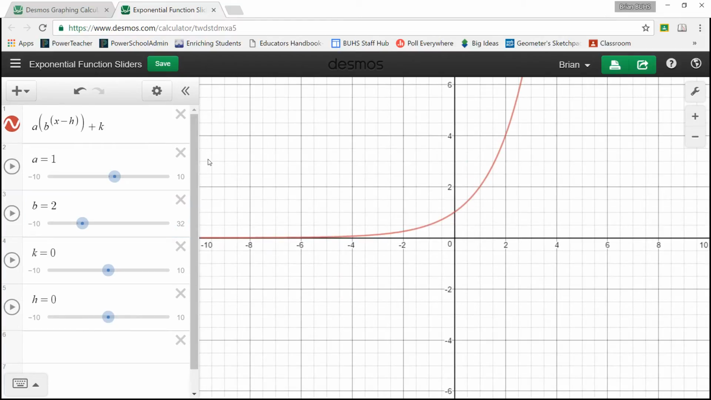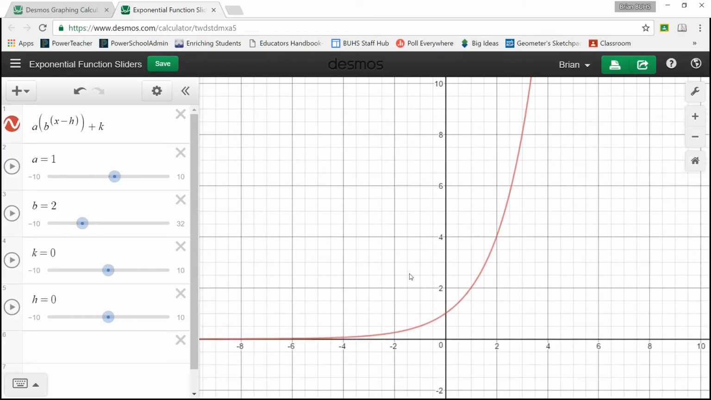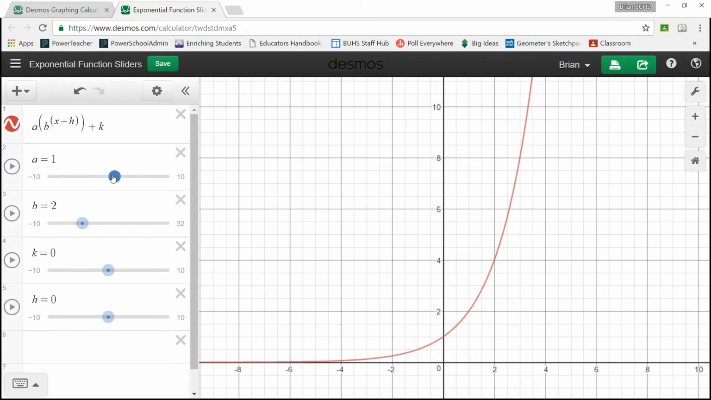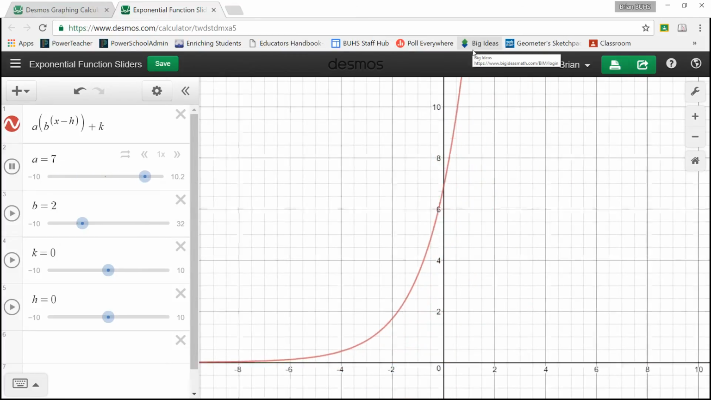All right. What happens when I increase a? It comes closer. Now what does it appear to be doing? It looks like it's stretching it. Let's see, it's a vertical stretch. A vertical stretch. All right.